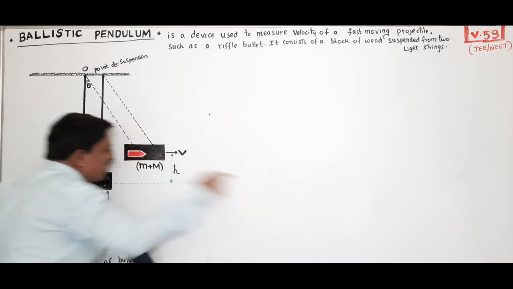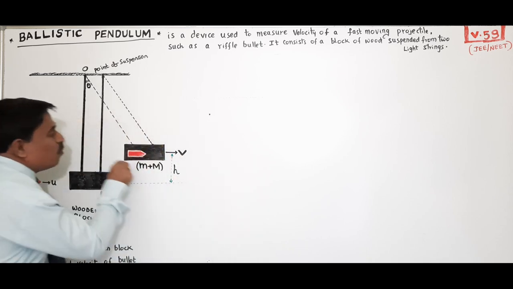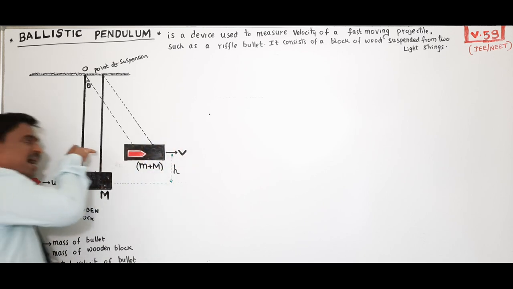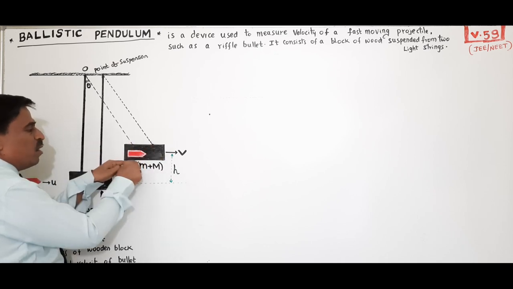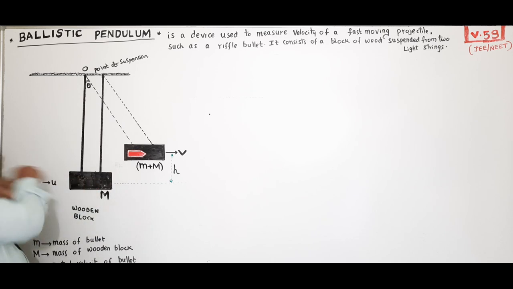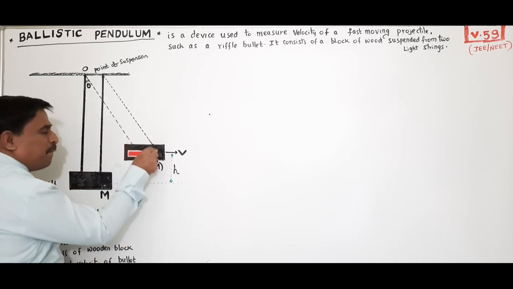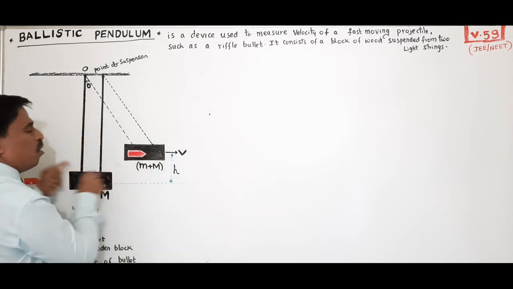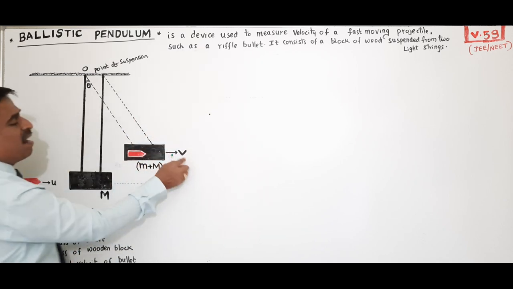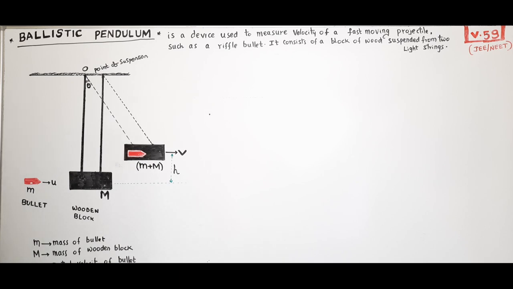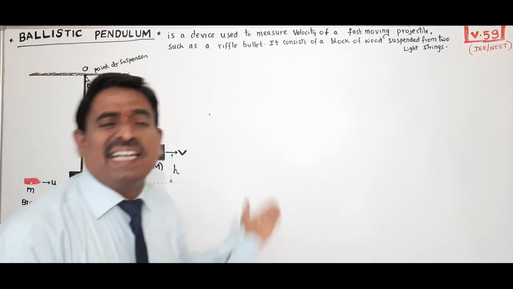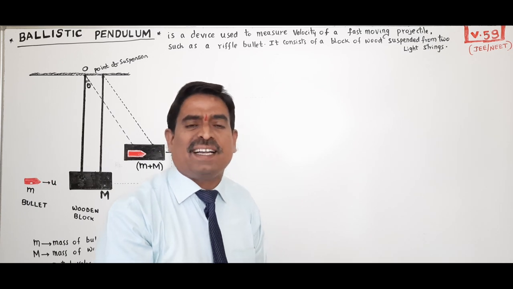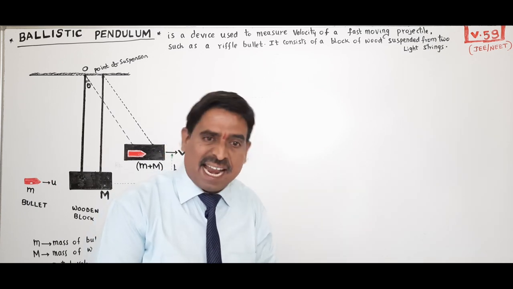When the bullet strikes the wooden block, it penetrates inside the block. After striking, the bullet is embedded into the wooden block, staying inside. This bullet and the wooden block both move combinedly with a common velocity capital V. The ballistic pendulum is an application of the law of conservation of linear momentum and the law of conservation of energy.